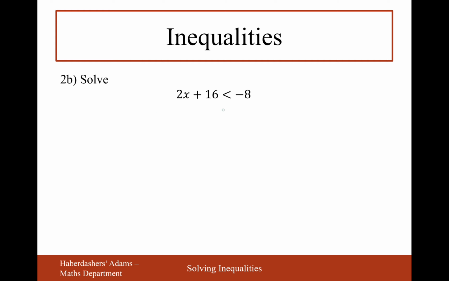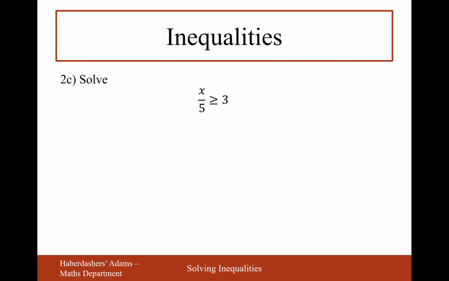Moving on to the next one. Take away 16 from both sides first. Take away 16, take away 16. And you get 2x is less than minus 24. And then divide everything by 2, x is less than minus 12.